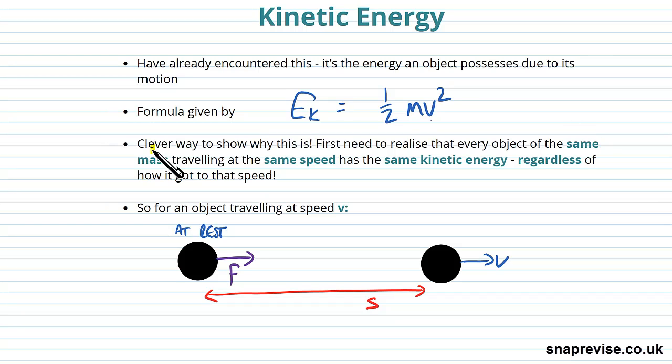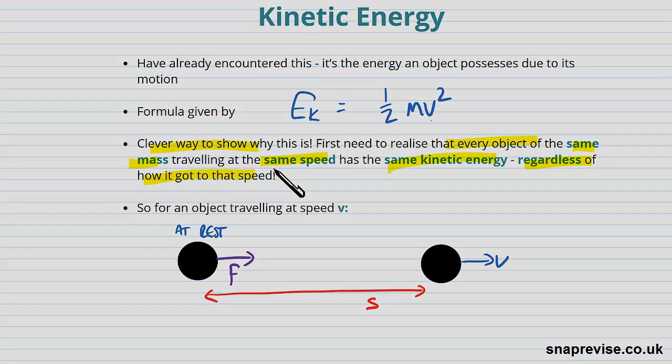So there's a clever way to do it. And the first thing you need to do is to realize that every object of the same mass, traveling at the same speed, has the same kinetic energy, regardless of how it got to that speed.